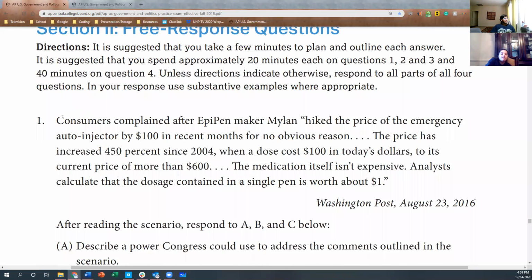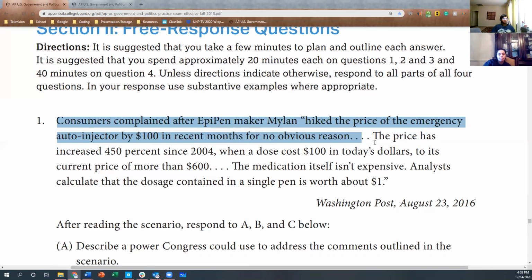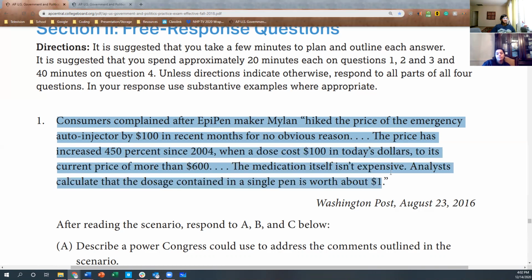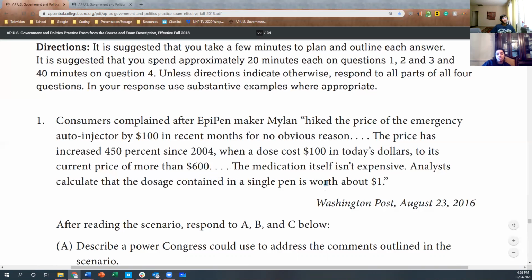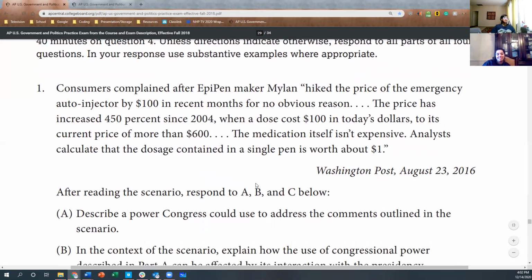Consumers complained after EpiPen maker Mylan hiked the price of the emergency auto injector by 100 in recent months for no obvious reason. The prices increased 450% since 2004, when a dose cost $100 in today's dollars, to its current price of more than $600. The medication itself isn't expensive. Analysts calculate that the dosage is only worth about $1. This is the state of our pharmaceutical industry. How sad. Very sad, honestly.